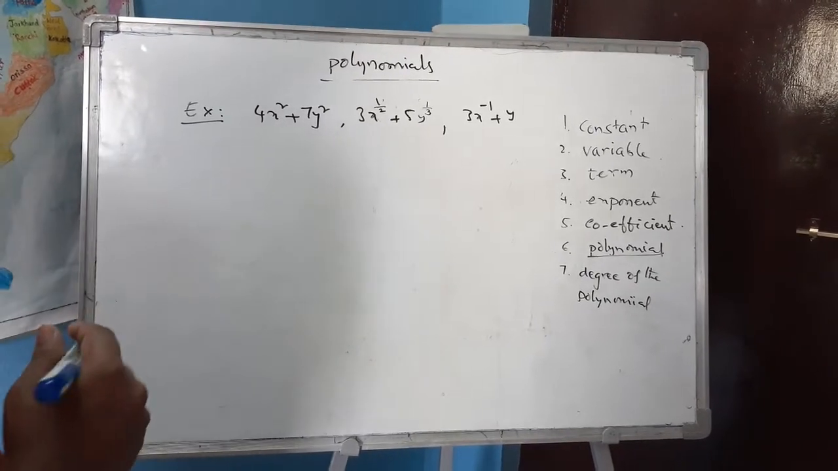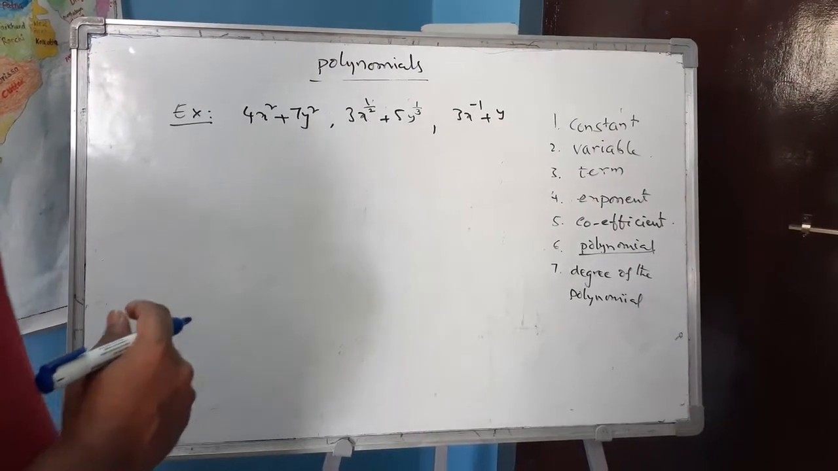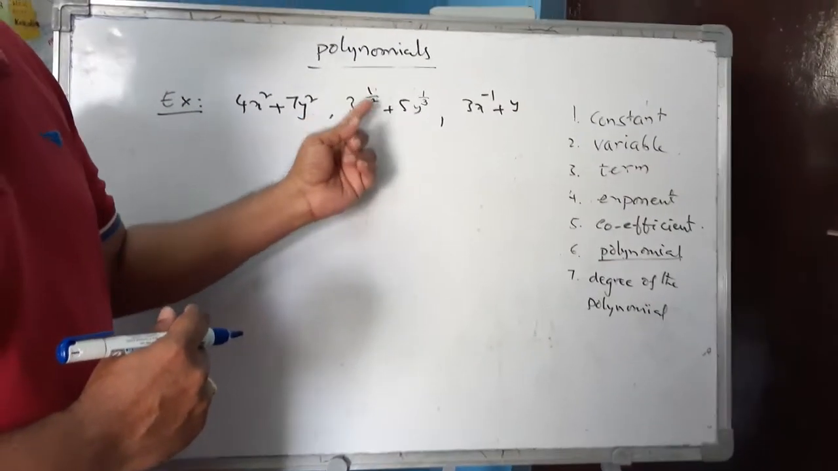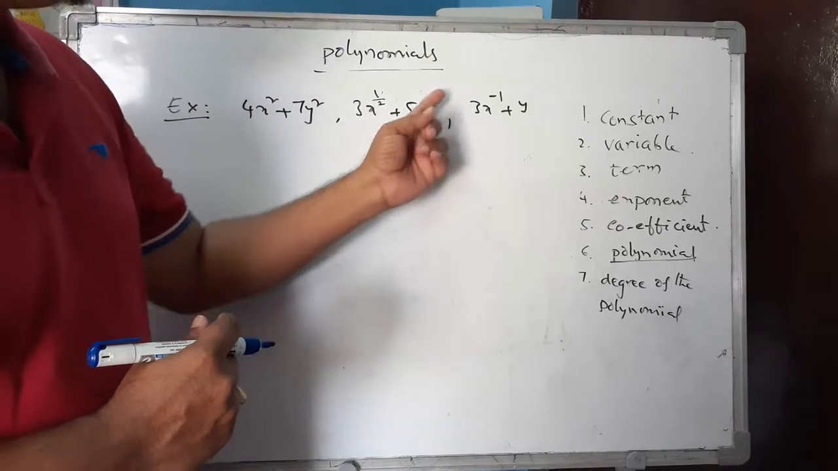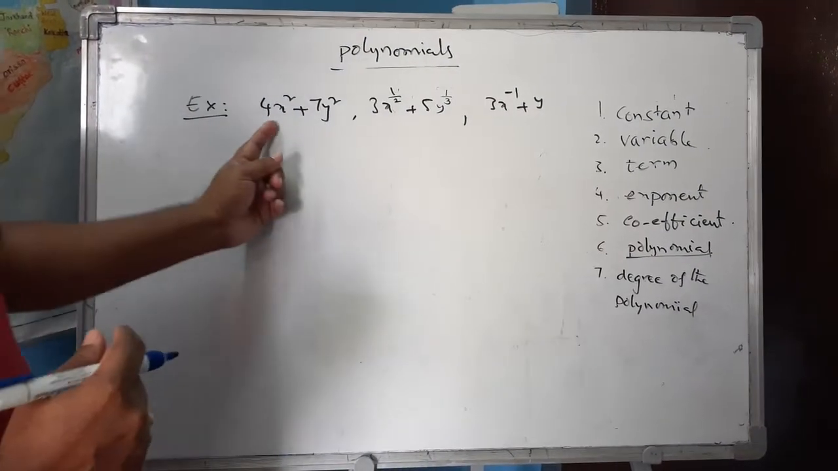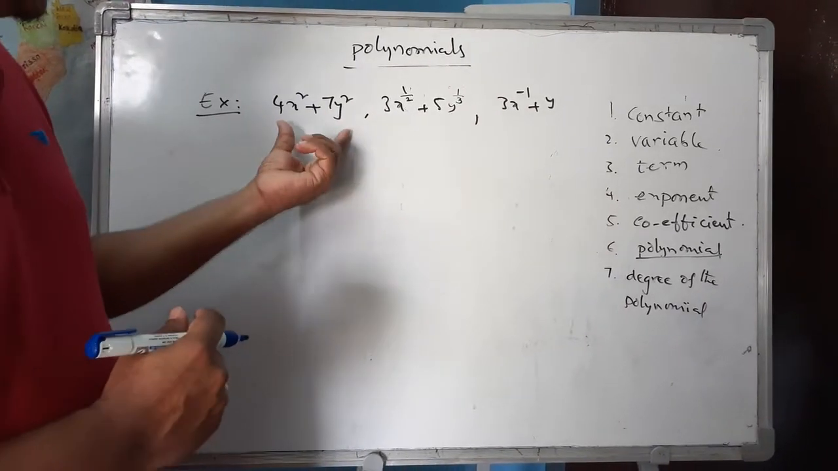Some more examples for the algebraic expression. 4x square plus 7y square, 3x to the power of 1 by 2 plus 5y to the power of 1 by 3, 3 into x to the power of minus 1 plus y. This is one term, this is one term. It is a combination of the two terms.